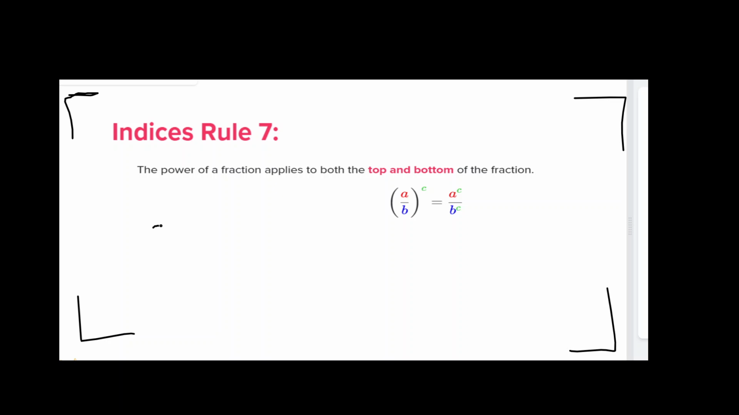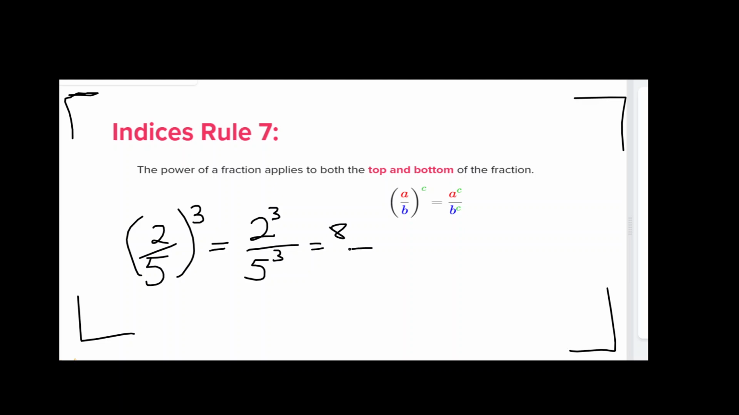So if I have 2 over 5, in a bracket, and I have a power on the outside, so let's say 3, for example, that then means that I have 2 to the power of 3 and also 5 to the power of 3. That 3 on the outside affects everything in the bracket. Then that will give me 8, and this will give me 125. Okay. Right, so we're going to take a look at a few questions just to put all of these to test.